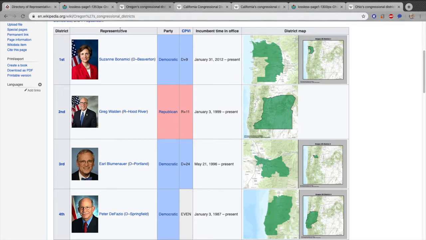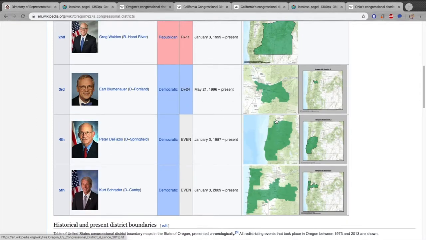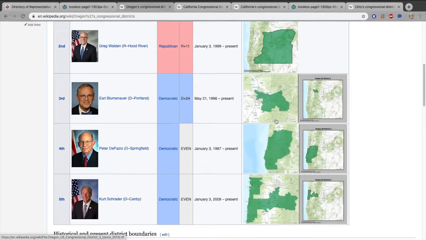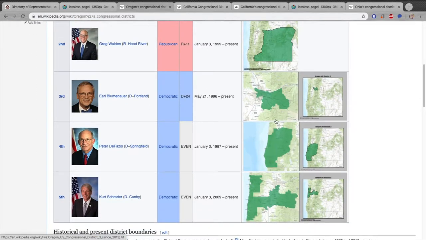Suzanne Bonamici represents that northwest district. Greg Walden represents the big area of 2/3. He is retiring at the end of his current term, but he's the only Republican elected federally in the state of Oregon. And then there's Earl Blumenauer, who represents Portland, Peter DeFazio, who represents the area from Eugene South, and our representative here is Kurt Schrader. More on that in just a moment.